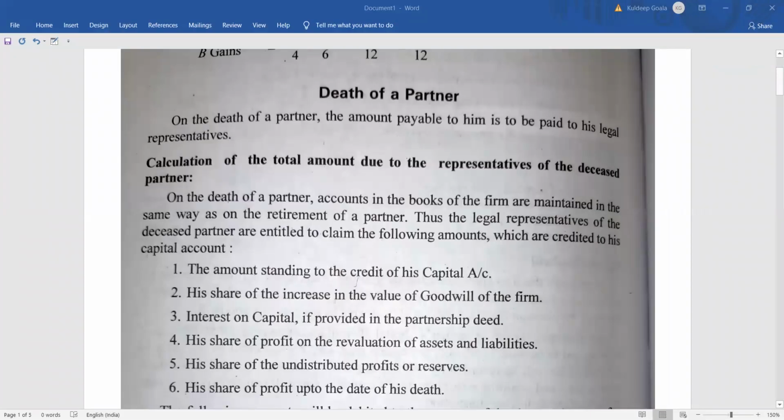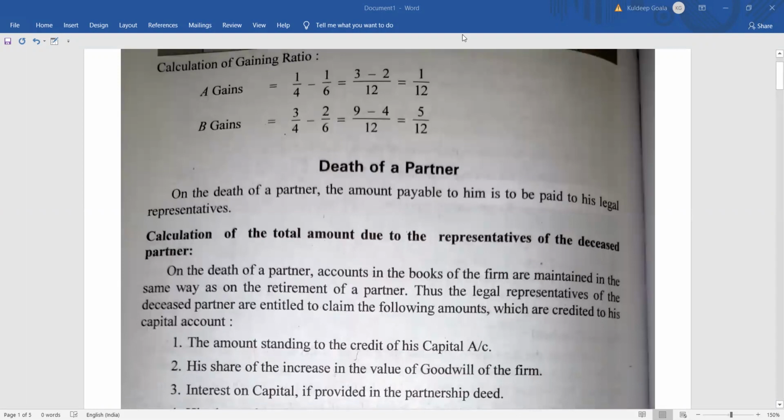What happens to the accounting treatment in a partnership firm when a firm is losing a partner? When a partner dies. Clear? So let's start. As we start, we'll first of all know about what are the basic adjustments required at the time of death of a partner.